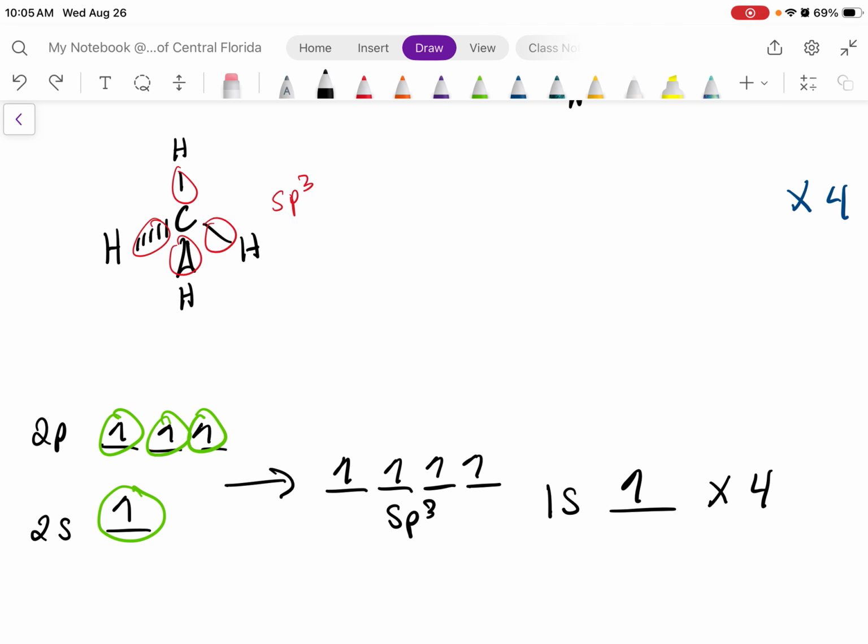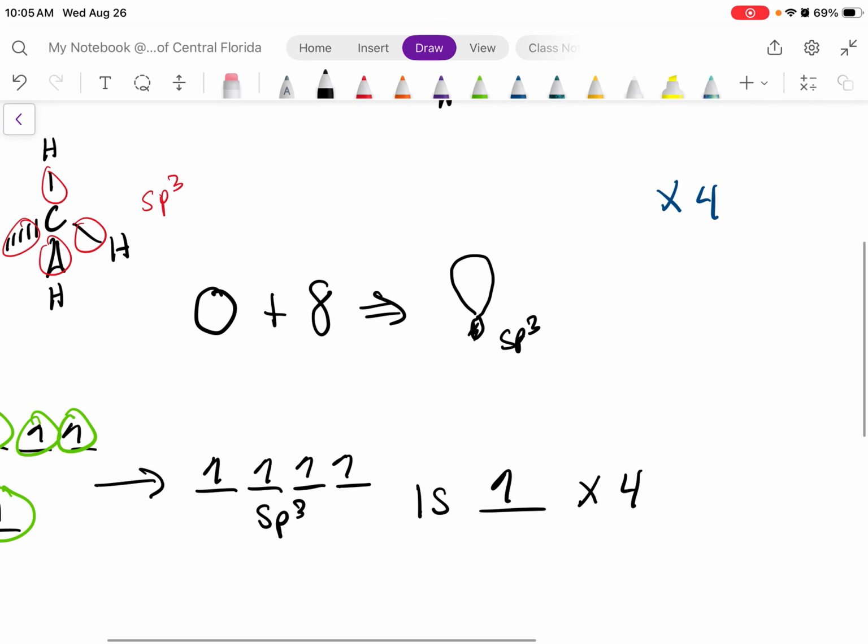Now that we have an sp3 hybridized orbital, what does that look like? An sp3 hybridized orbital is simply taking an s orbital plus a p orbital and combining them. And so we're going to have something that looks a little like that. And then there's going to be a positive and a negative phase of that sp3 hybridized orbital. And so now it's those orbitals that are on the carbon.